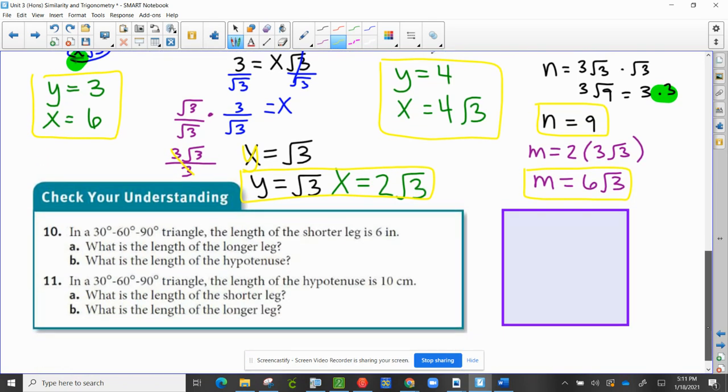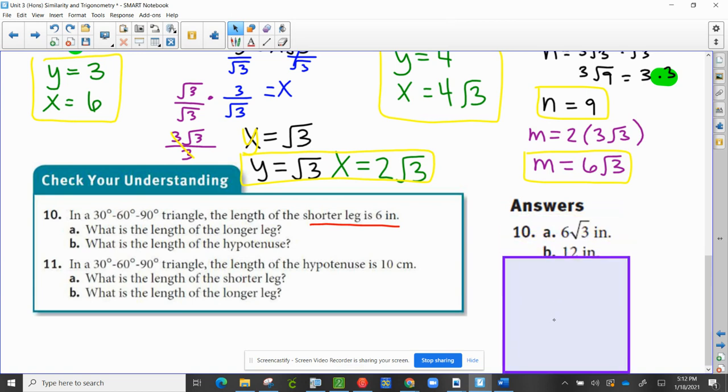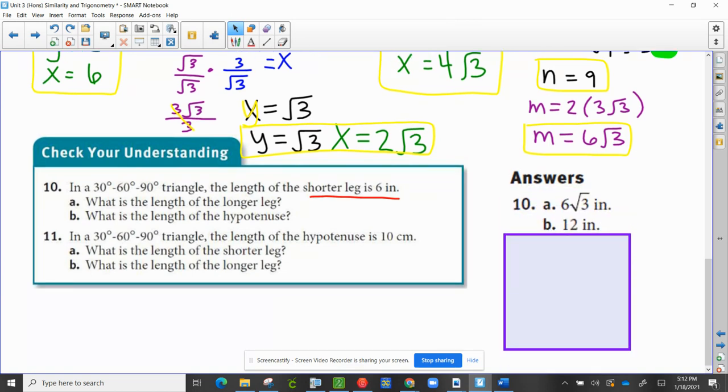Okay, so I'm just going to have you guys do these check your understanding problems from your book. So number 10 says in a 30, 60, 90 triangle, the length of the shorter leg is 6. So if the shorter leg is 6, what's the long leg? What's the hypotenuse? Okay, if you did it correctly, you should have got that the hypotenuse would be double, so it's 12. The longer leg would be x root 3, so 6 times root 3.